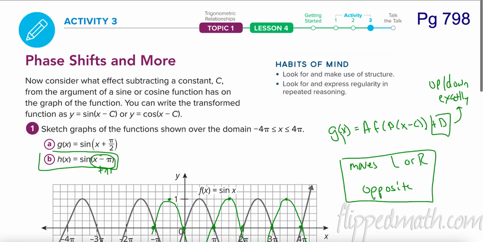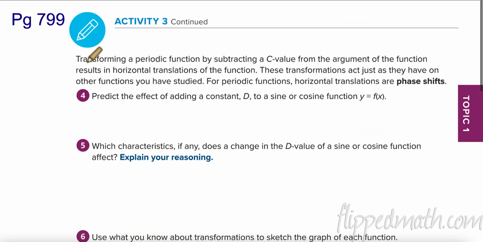So let's talk about D. On page 799, it says, what would happen if we had it? So what's going to happen? It should shift up and down, right? And in fact, it should shift that midline up and down. That midline we've been talking about should shift up and down, okay? All right, let's see what happens.